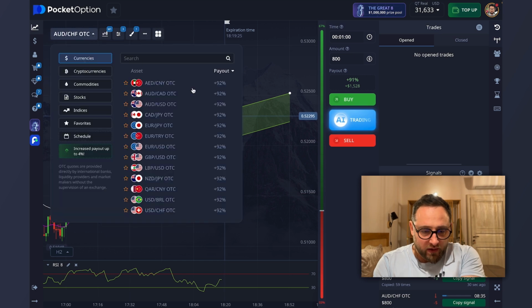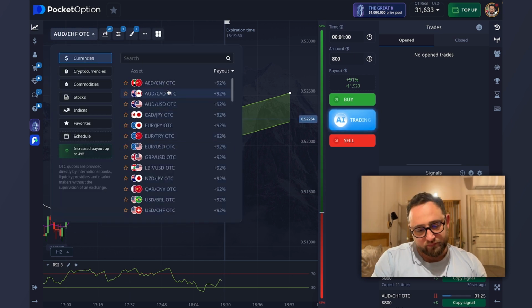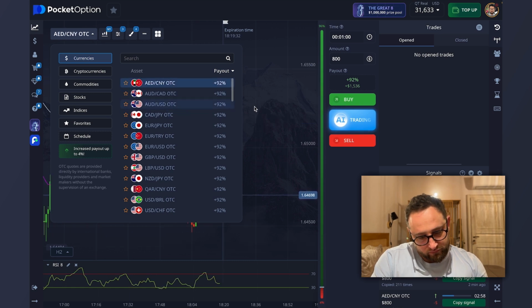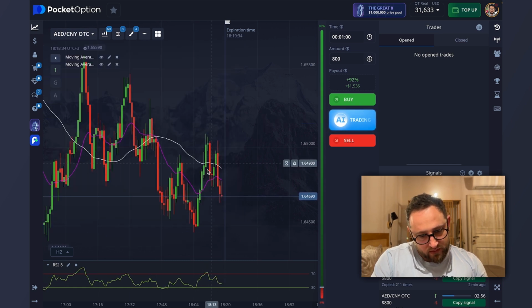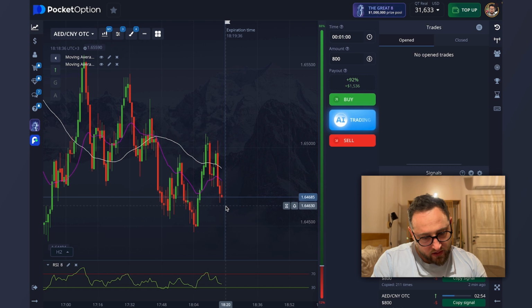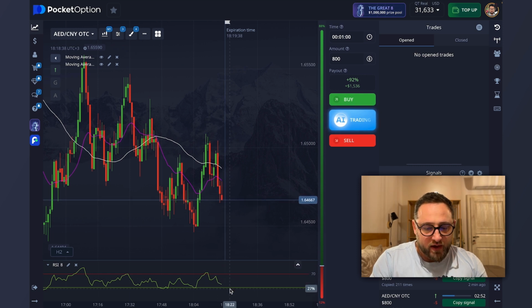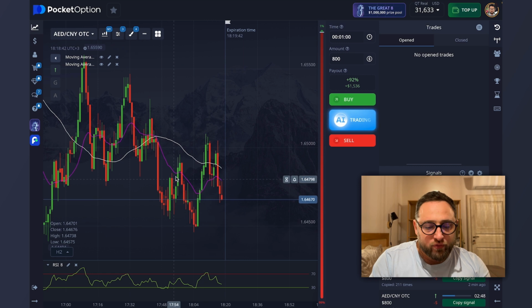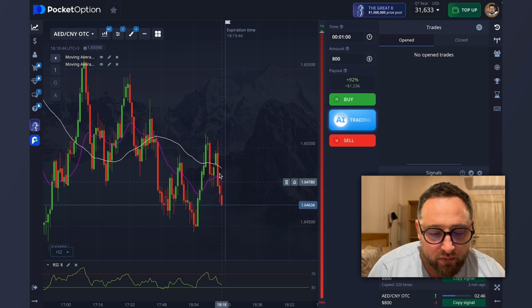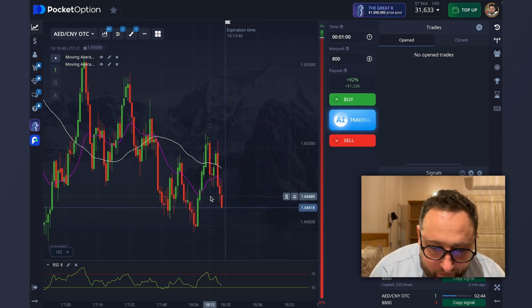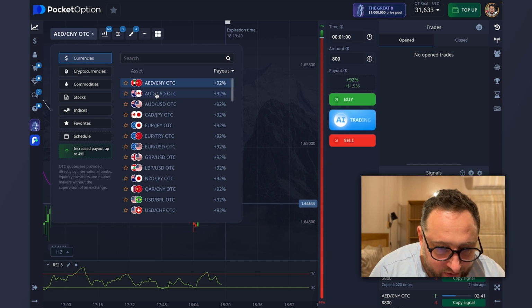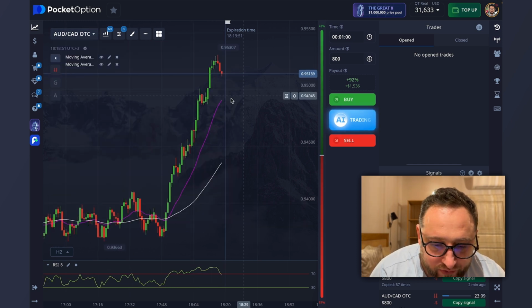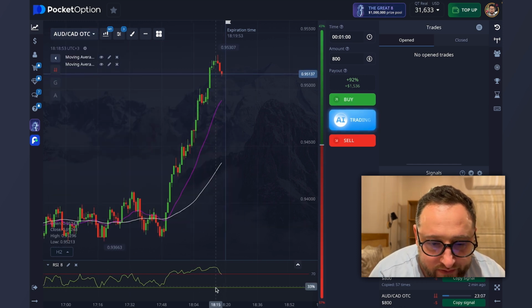Good one. I will pick another pair. Another pair for now. And I can see that the moving average lines show me a bearish one. The trend is strong. It's too strong and I want to choose something else.